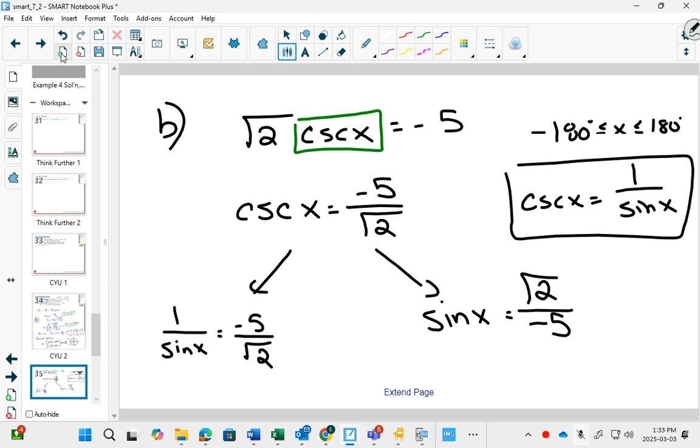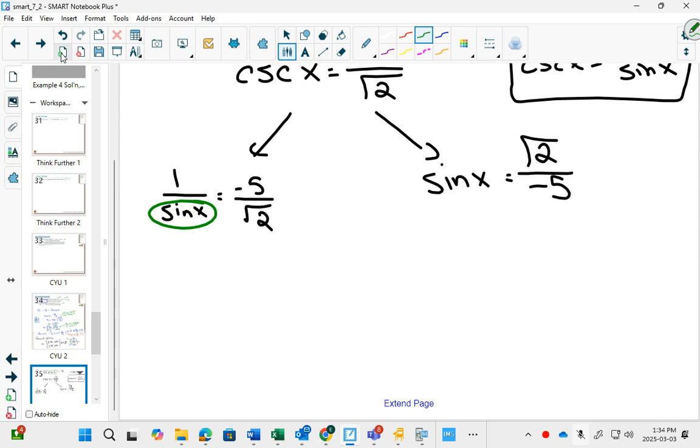Now I want to get sine x by itself, but it's on the bottom in my denominator. What would I have to do? I'd have to multiply both sides by sine. If I did that, and I multiplied both sides by sine, well, then I would get the sine x up over here, right? But I still want to get the sine by itself. So do you see you're going to have to multiply by the root 2 and divide by the negative 5.